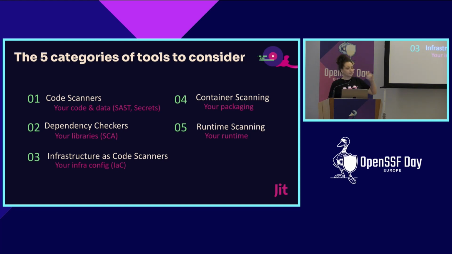We have 5 categories of tools that we should take under consideration when thinking about developer-related security. We have code scanners to protect our code and our data, such as SAST and secret detection. We need to have dependency checkers to cover our libraries, for example, SCA. We need to have infrastructure as code scanning to validate our infrastructure configuration. And we need to have container scanning to protect our packaging. And finally, we need to have runtime security as well to ensure that we're covered and safe in runtime.